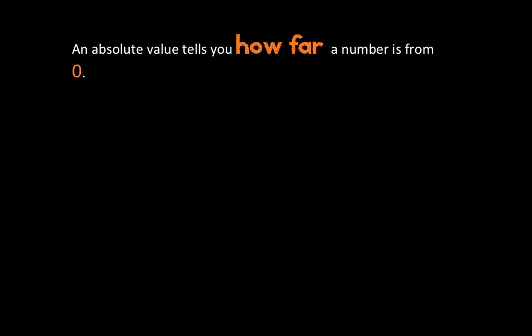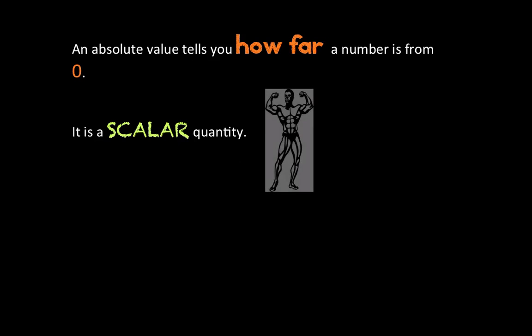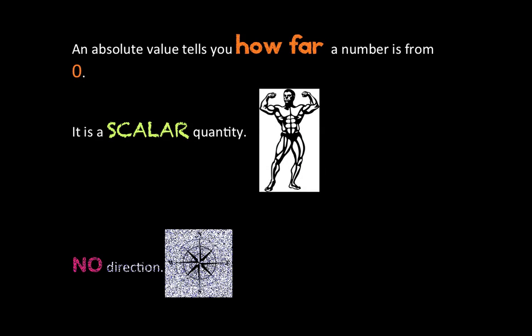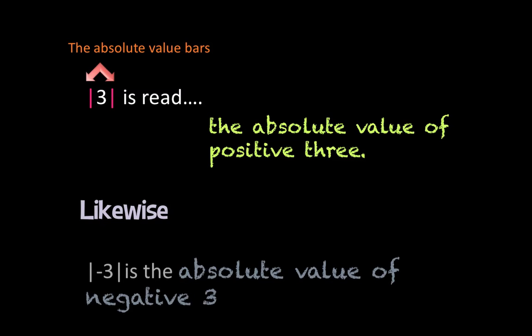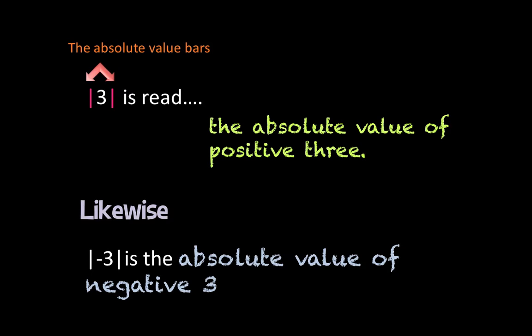An absolute value tells you how far a number is from 0. So that means it's a scalar quantity in that it has size only. It has no direction. So these vertical parallel lines are what we call the absolute value bars. And this will be read as the absolute value of positive 3. Likewise, the absolute value of negative 3 is written like this.